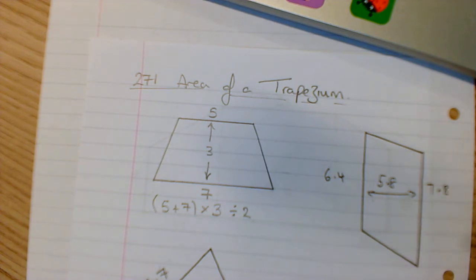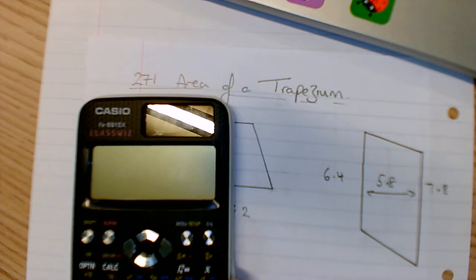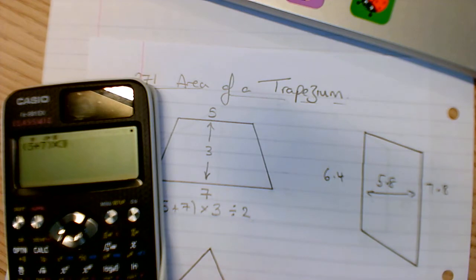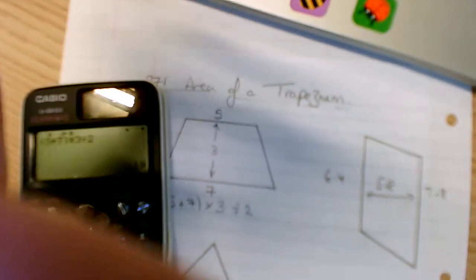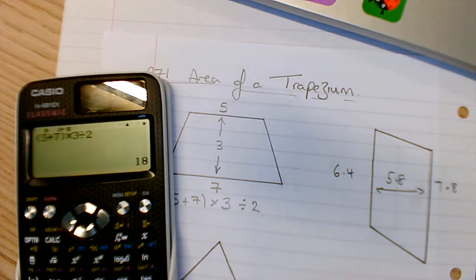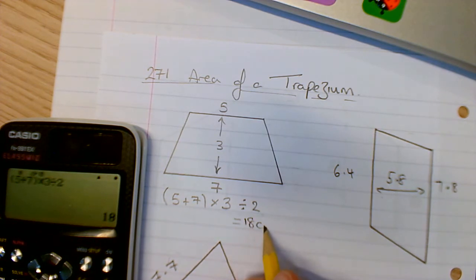So then I'm just going to type that in. On the calculator, hopefully you can see this, I'm going to do 5 plus 7 in brackets, close my brackets, I'm multiplying by 3 and I'm dividing by 2, and I'm getting the answer 18 as the area of my trapezium. I'm just going to change the focus on this because it's badly focused, I think. That's better. So I've got 18, and that'll be centimetres squared, I guess, for the answer to that one. So that's 18 centimetres squared.